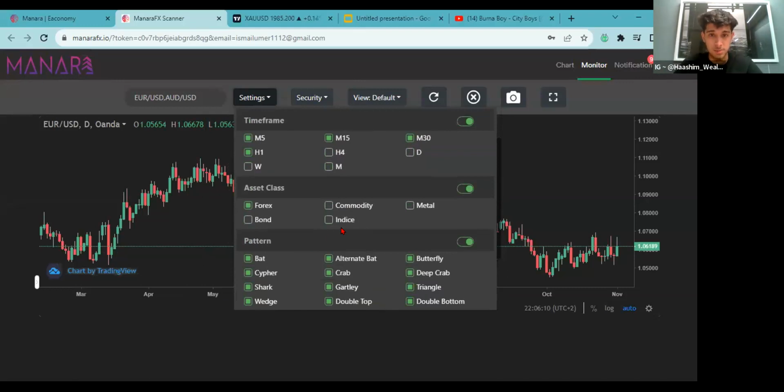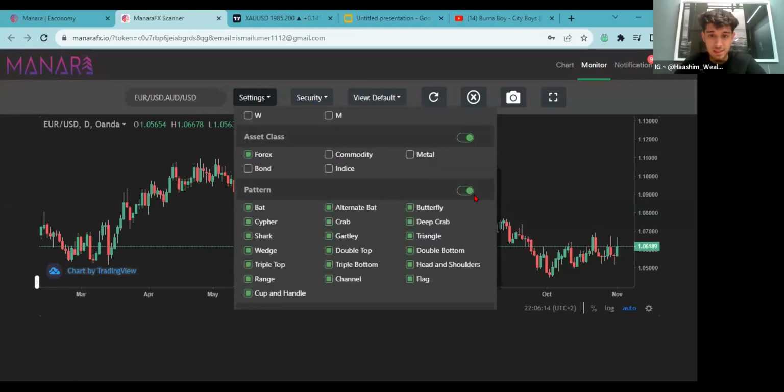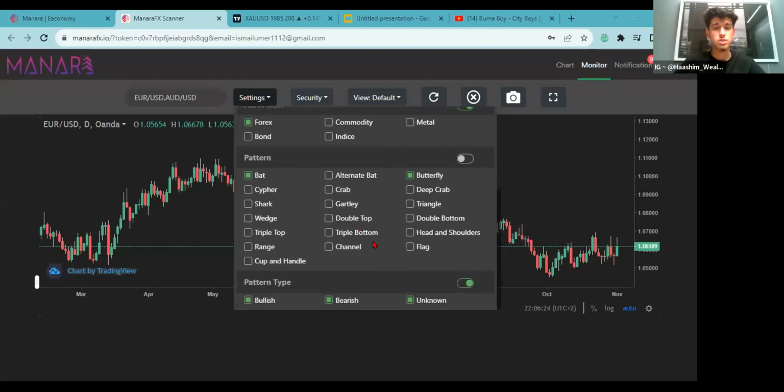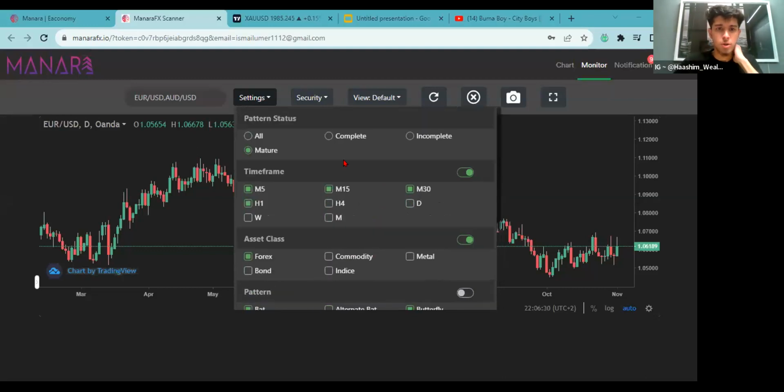In terms of the pattern types, all you need is bat and butterfly. So how do you do that? Come over here. You click bat, you click butterfly. Okay? Does everyone understand so far? You click bat and butterfly. These are the only ones that you need. The pattern types, bullish, bearish, unknown, regardless, it's fine. Does everyone understand so far? Put a 1 in the chat if you guys are following with me.